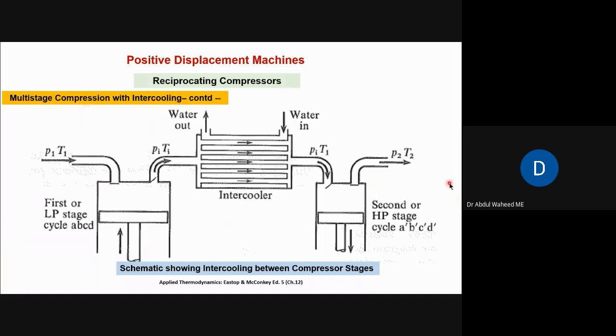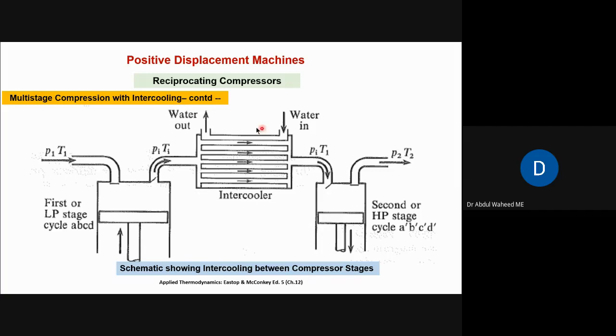But this increase in efficiency with the inclusion of an intercooler and second stage compressor is not free of cost. You have to pay more cost for such a system to improve the efficiency. So that's why the economic factors are very important to decide whether to use 2-stage compression, 3-stage compression or not.